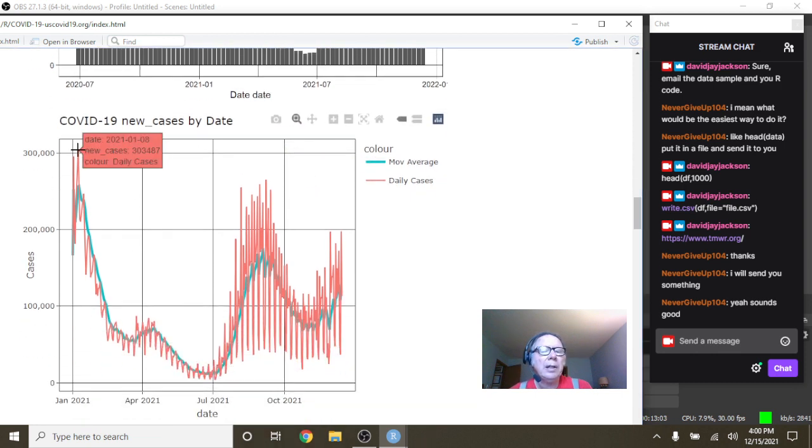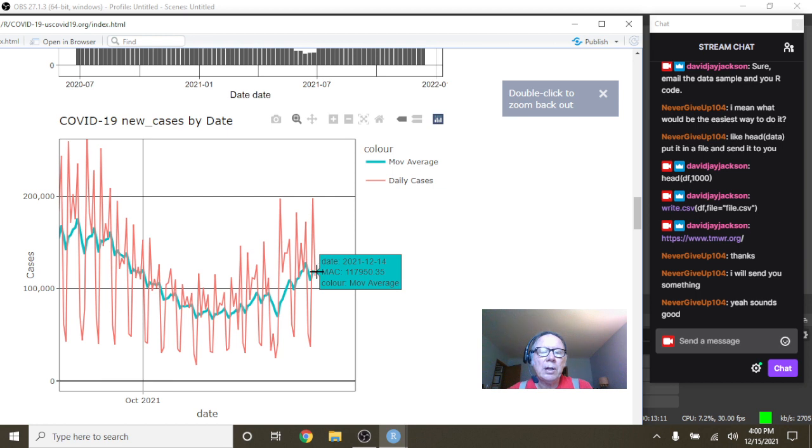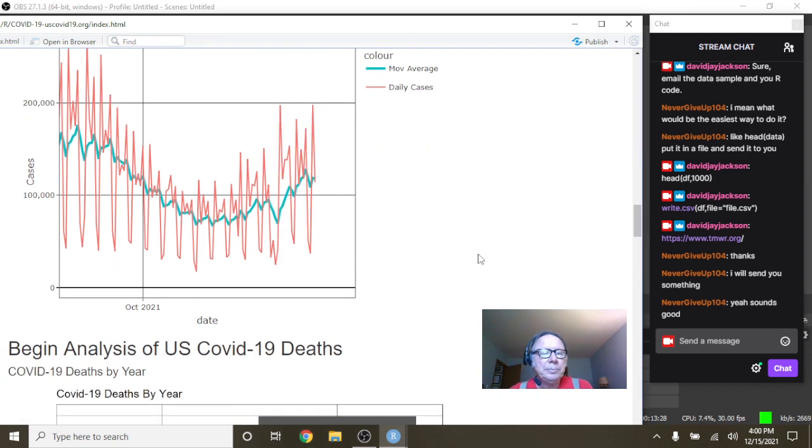We can see here our daily cases spiked on January the 8th at 303,487 before closing on December the 14th at 113,749 cases for the day, with an average of 118,750 cases per day.